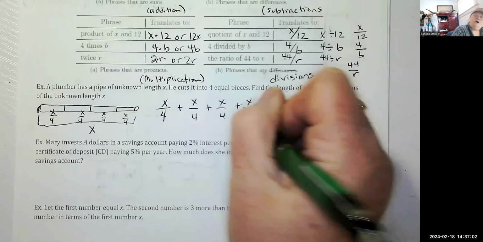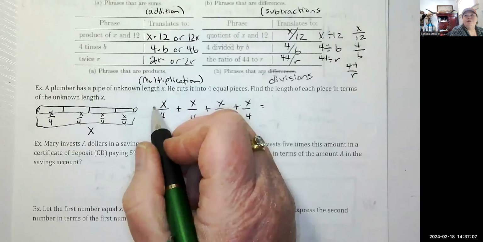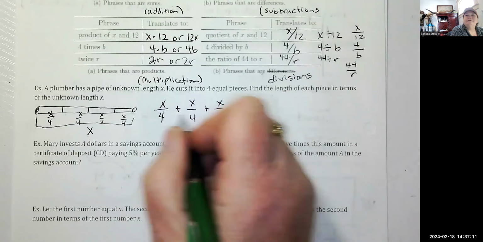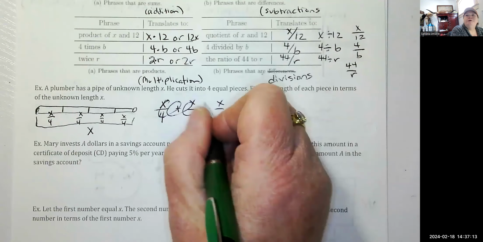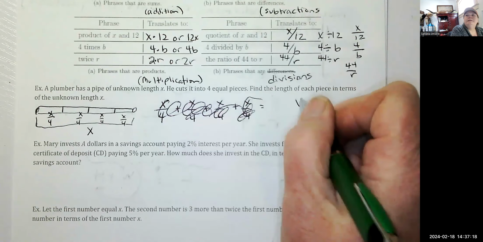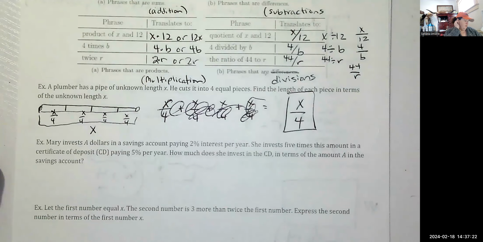If I add those all up, which we haven't learned fractions yet, but when you do that, that's 1, 2, 3, 4. That's 4 of them over 4, which is an x. So all we need to know, you don't need to know all that yet. All you need to know is that the answer is x divided by 4. Okay, that's what each piece is worth.